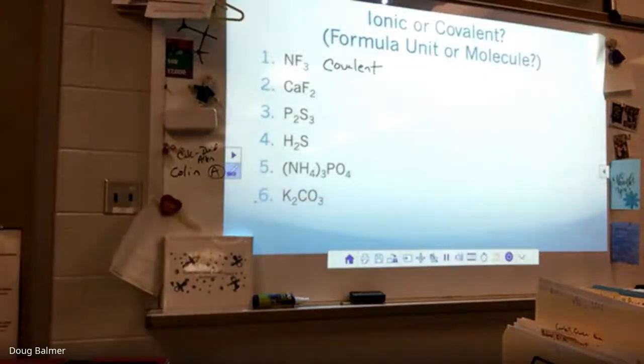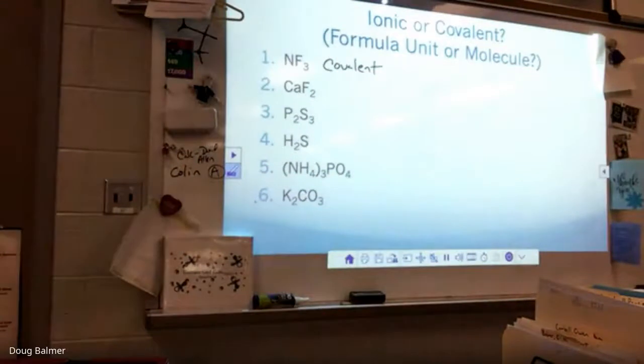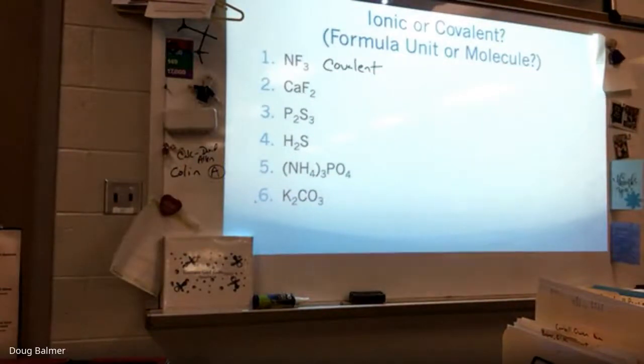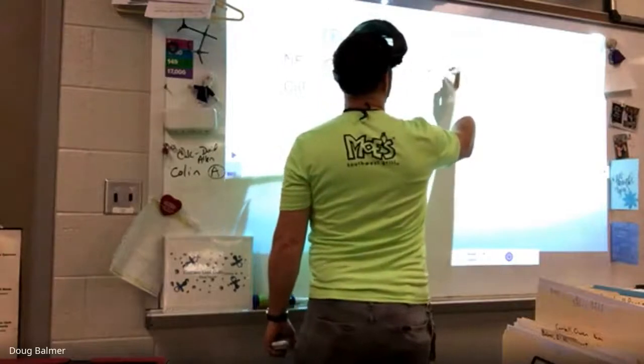All right, group 2. Is this made up of molecules or formula units? That is made up of molecules. Good, because that's the definition of a molecule: a group of covalently bonded atoms. We just got done saying it was covalent, so it has to be molecules.